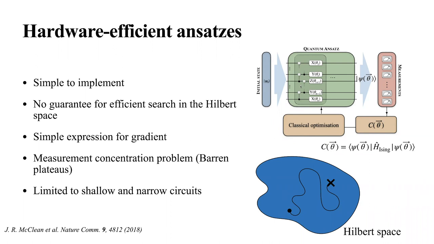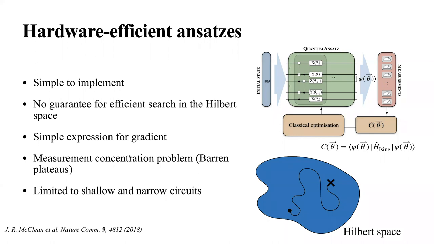So usually the form is that you will have nearest neighbor two-qubit gates, so like CNOT gates, for example, and you will have a layer of single-qubit rotations on your qubits. The angle at which you rotate your qubit plays the role of your variational parameters. But in that case, you do not implement the Hamiltonian of your system, so there is no guarantee that you can actually search the Hilbert space in an efficient way. You are kind of losing the power of quantum mechanics a bit here because you cannot implement the Hamiltonian.